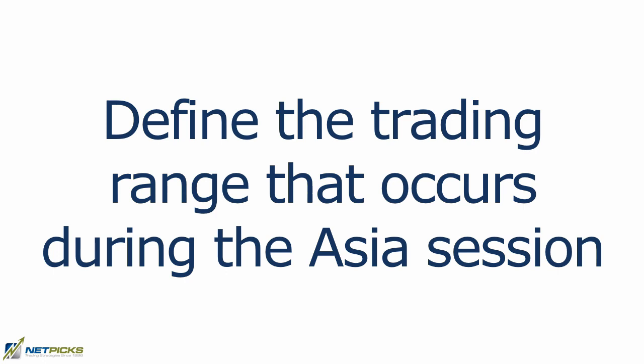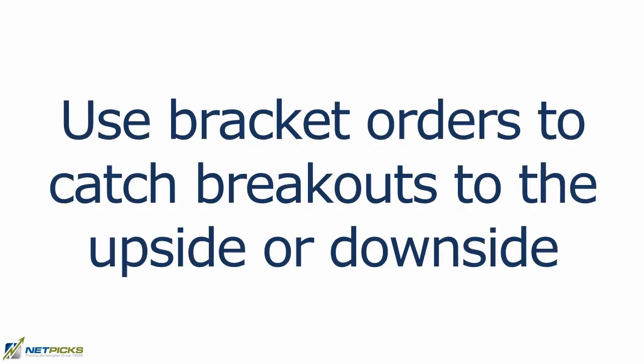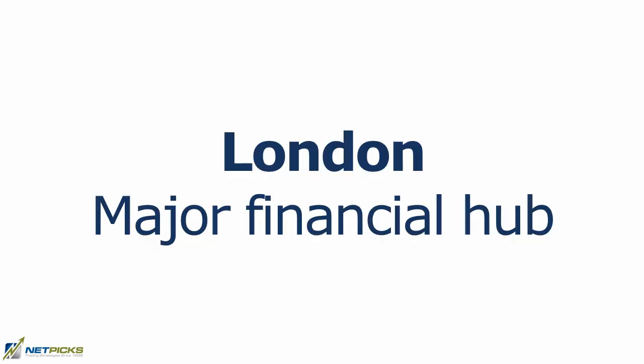Anyways, how do we trade it? Well, first, we want to define the trading range that occurs during the Asia Forex trading session. You want to mark off the highs and the lows of that range, essentially the support and resistance zones of the session. And you can also use the closing prices as opposed to the highs and lows. And generally, use bracket orders to catch the breakouts to the upside or the downside once London opens. Now, that's the general way of trading it, maybe not the best way of trading it. So what I want to do here is break down further details about it.